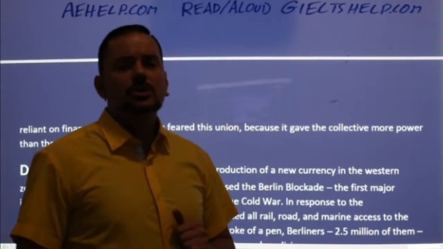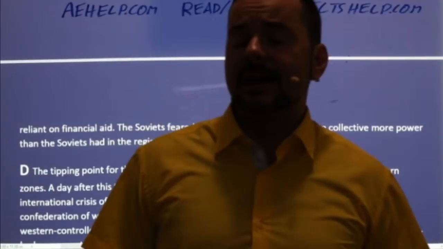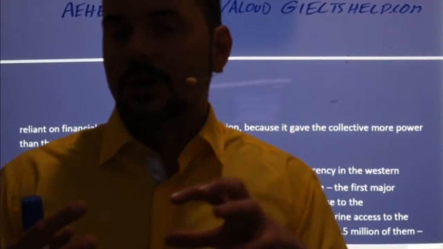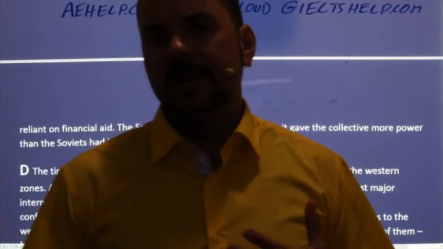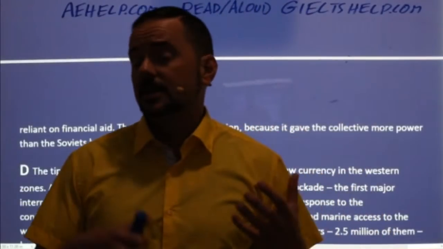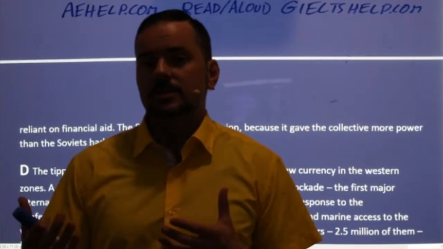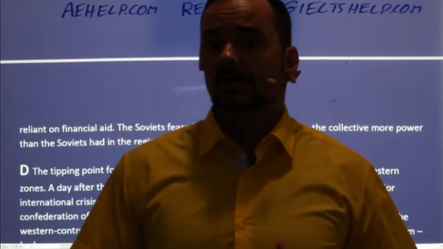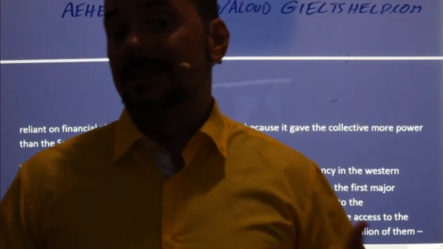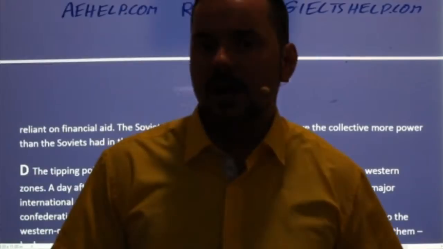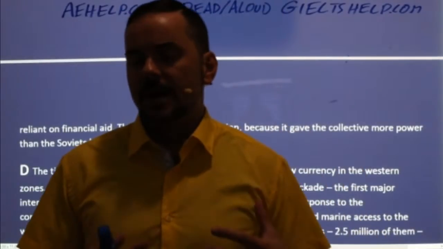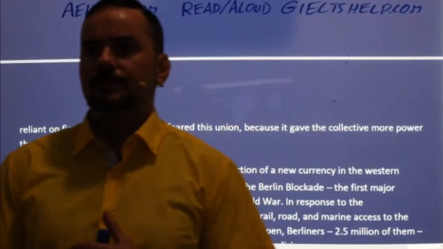Okay, so again, this is our third paragraph. We're visualizing this disagreement. Hopefully you understood that the Western powers didn't agree with the Eastern Soviets. The Western powers wanted the Germans to be economically independent, to thrive. The Soviets wanted more punishment, more control.